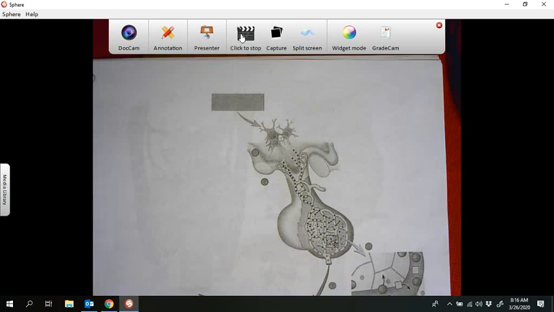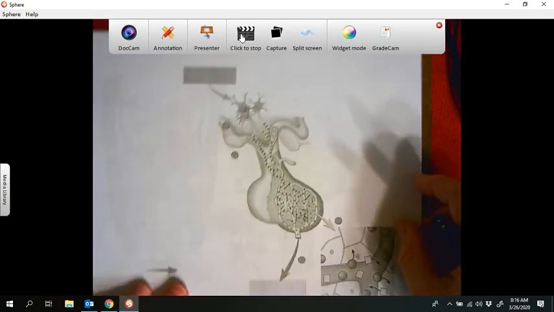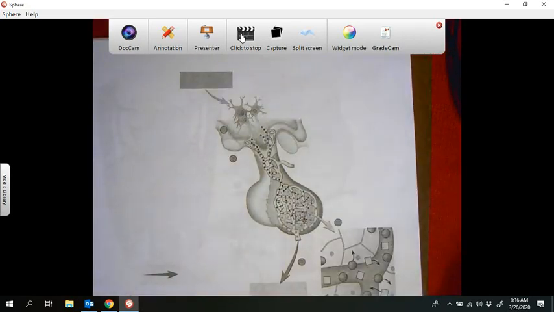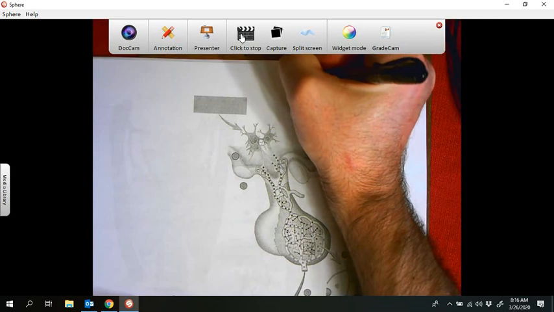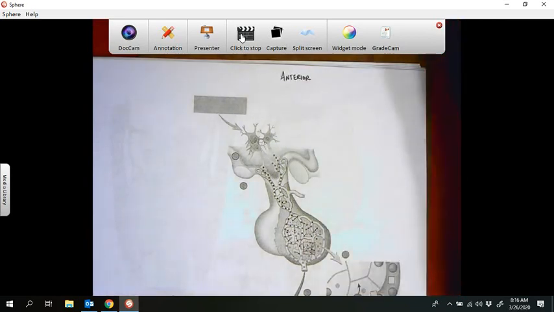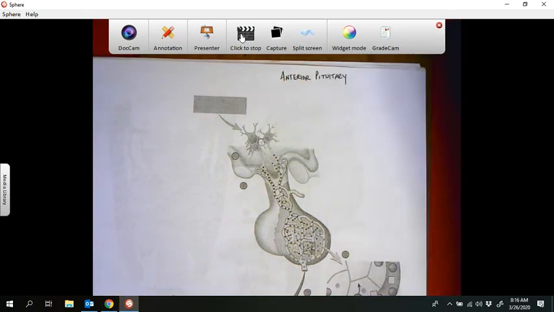Hello, this is video 9 in the endocrine system for anatomy and physiology. We are on diagram number 9 in our diagram packet. Here you can see a picture of the pituitary gland and hypothalamus. We're going to focus on the anterior pituitary for this one. This is how the anterior pituitary works with the hypothalamus in order to secrete hormones.